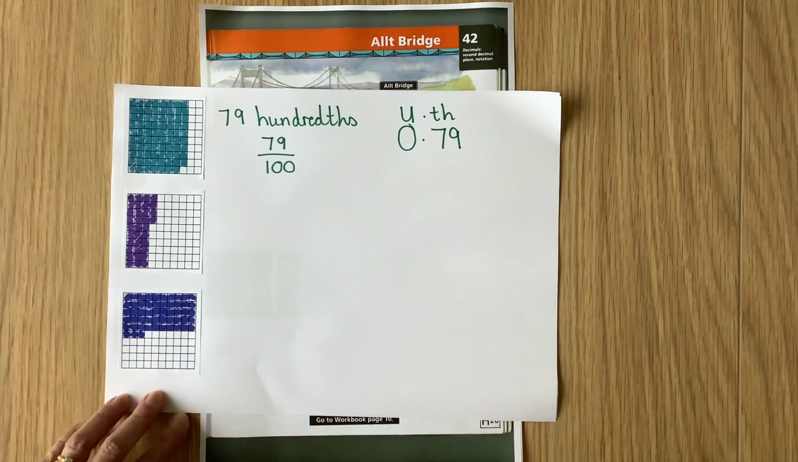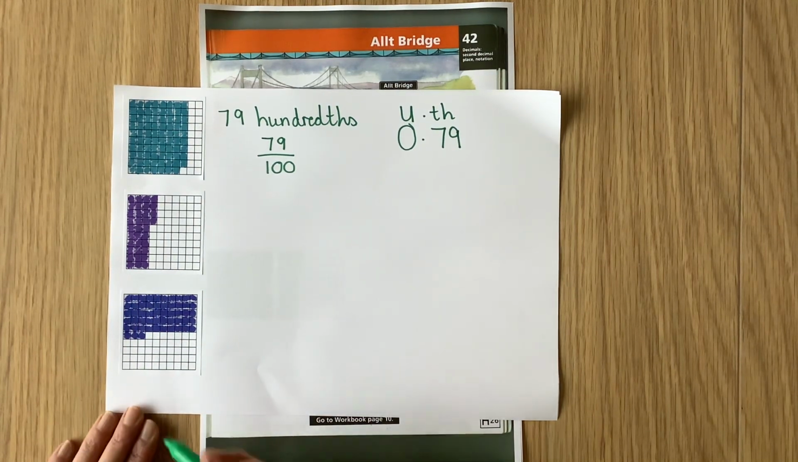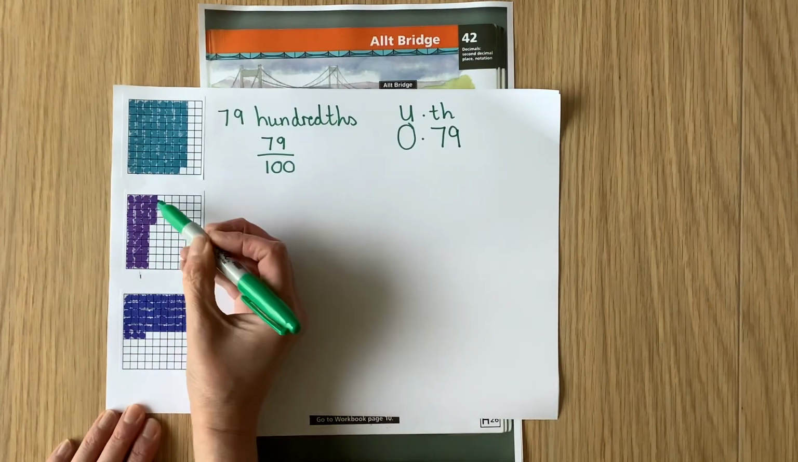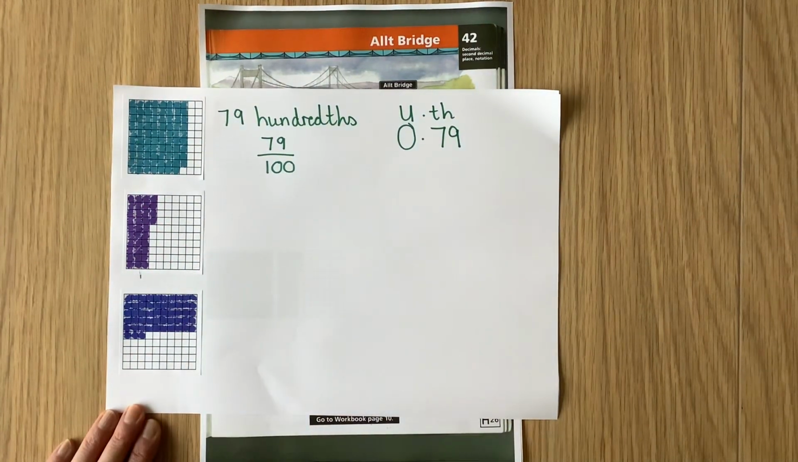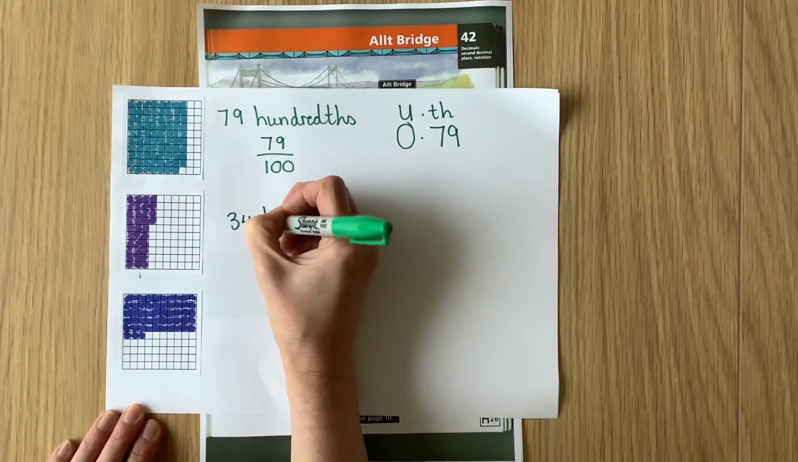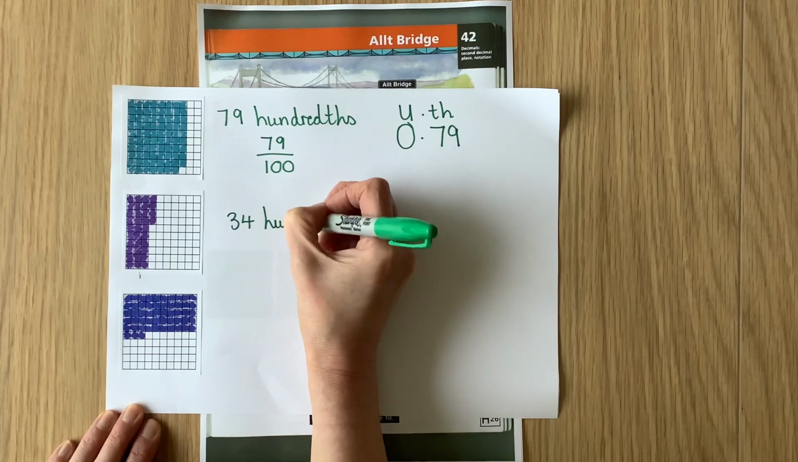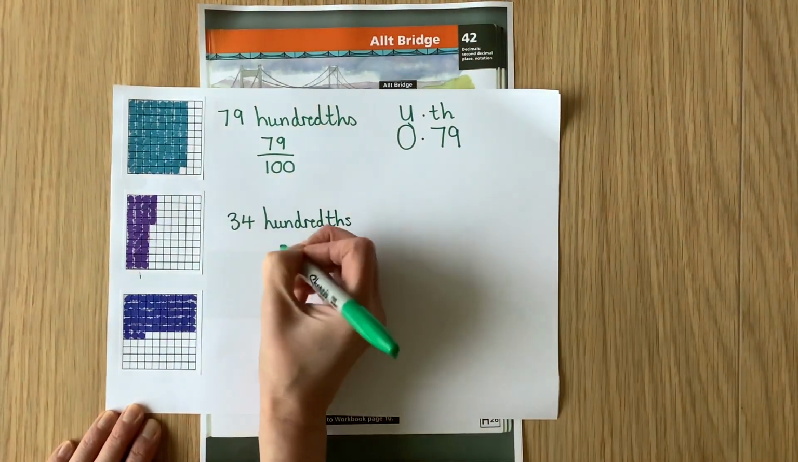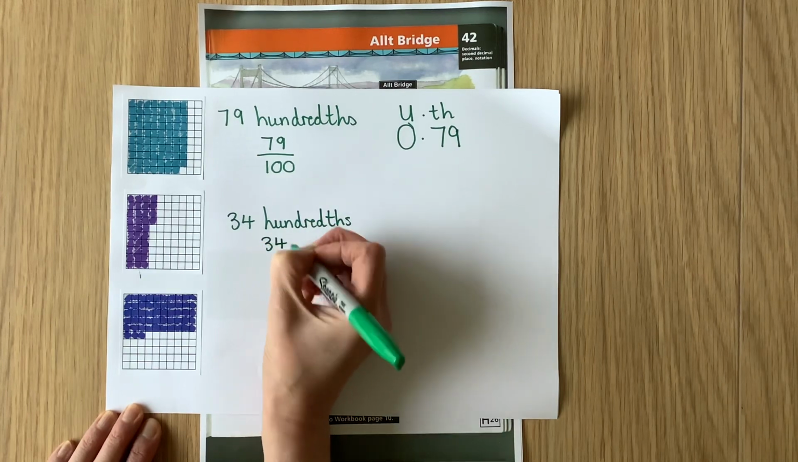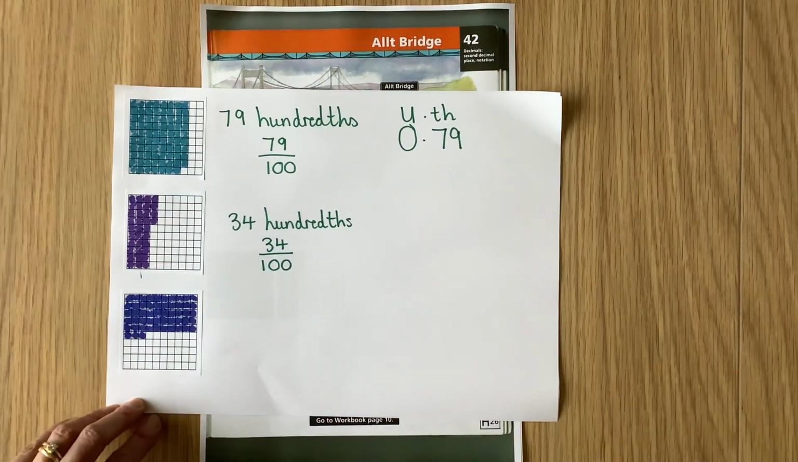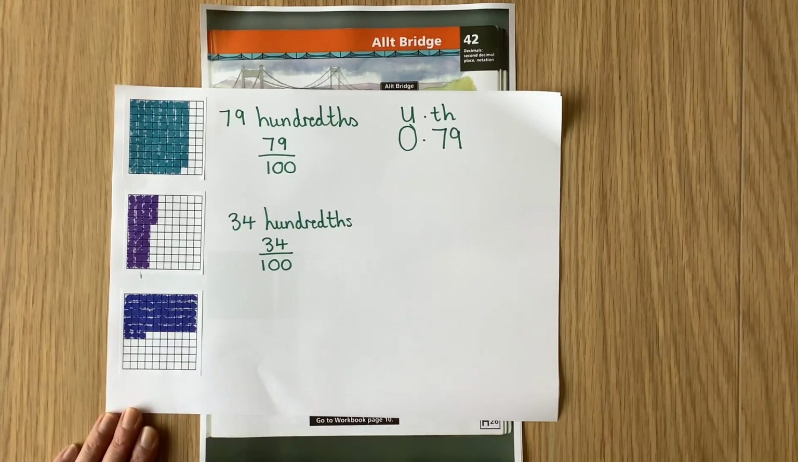What can we see in this one? The one that's been coloured in with purple. Well, how many full groups of 10 have we got? We've got 10, 20, 30, and 1, 2, 3, 4 more. So in this one, I could say I've got 34 hundredths. So I could write it with the word hundredths. I could turn that into a fraction. The 34 is my numerator. The 100 becomes the denominator, so 34 hundredths.